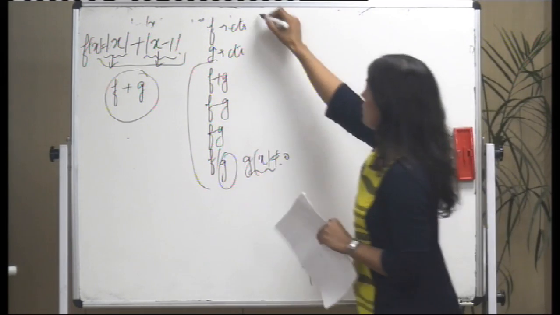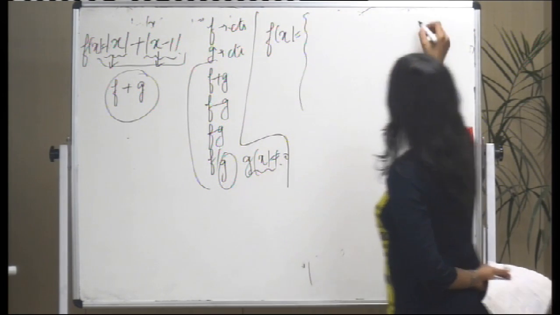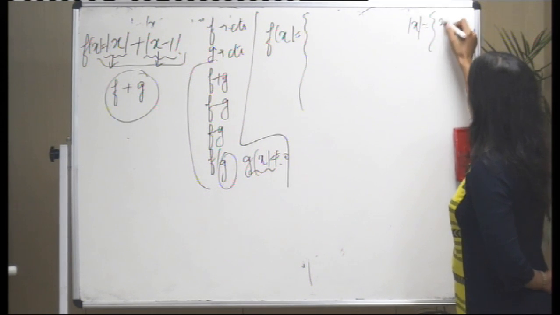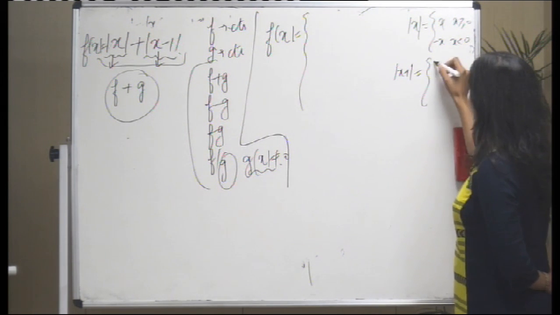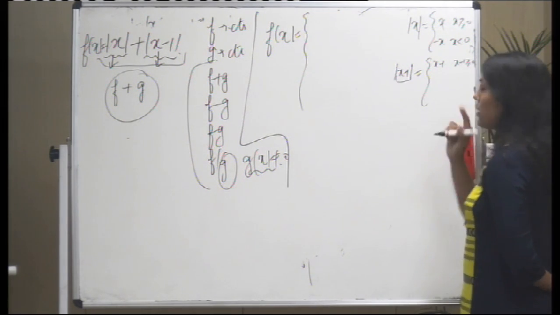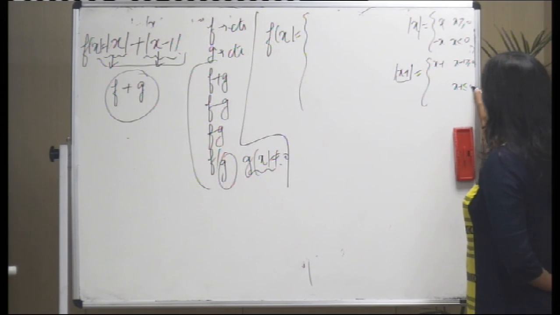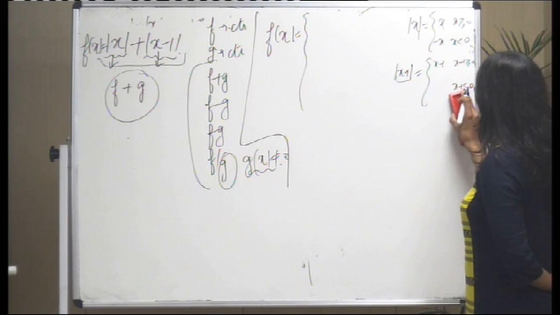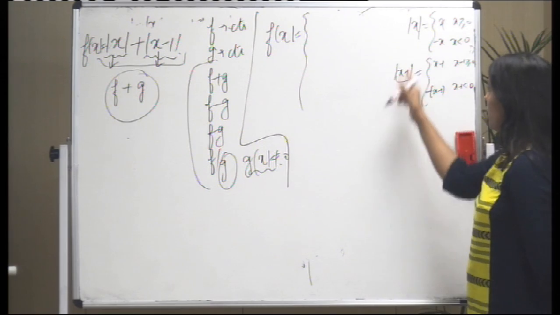Okay, now let me do it. How do you do it? First you break up the mod x function easily. This is the mod x function. This is the mod x minus 1 function, and if x minus 1 is greater than or equal to 0, it will be x minus 1. If this is less than 0, then it will be minus of x minus 1. This time you don't have x, you have x minus 1.